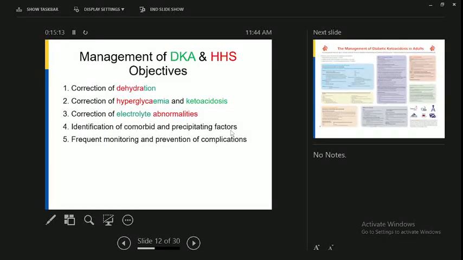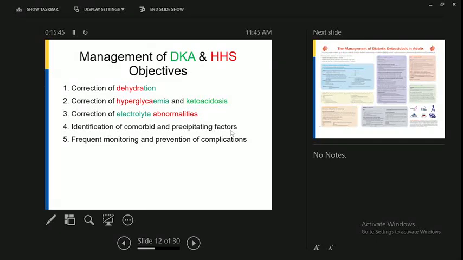So then I'll go to the management of diabetic ketoacidosis and HHS. In managing the patient, you only have to go for these objectives. If you achieve these objectives, then you are okay with the management. I'll go through the management of diabetic ketoacidosis and HHS in adults first, and then go for the changes in the pediatric population. So the first thing you have to think of is the correction of dehydration.